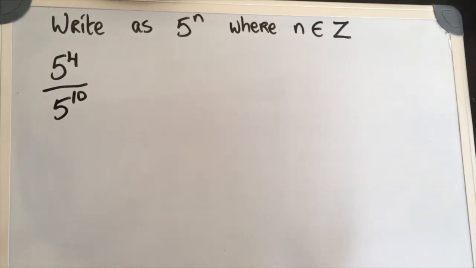Now this time the question says, write as 5 to the power of n, where n is an element of a set of integers. And remember, integers are positive and negative whole numbers. So this time I've only got one possible answer. Pause the video and see if you can work out what that answer is.